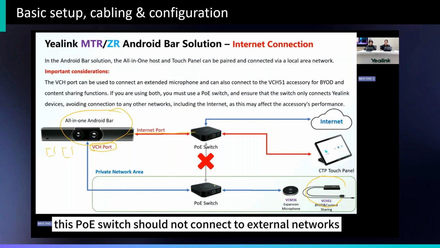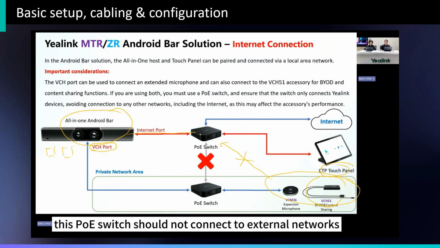You can connect the touch panel there, or a VCM35 cabled microphone. You can connect the VCH51 there. You can connect the CM20 there. But you do not connect these devices to the corporate network. They will not work. If you have more than one device that goes to the VCH port, you have to have a PoE switch, and then you can connect them to that port.